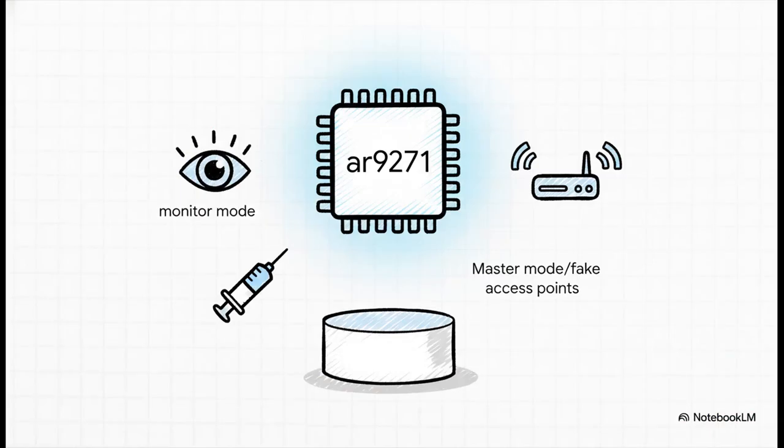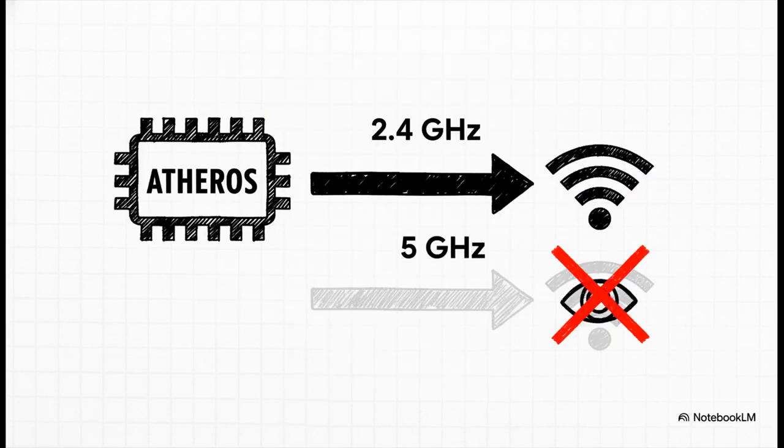So there are a lot of chipsets that support monitor mode and packet injection. But in my opinion, the absolute best one, the gold standard, is the Atheros AR9271. This thing is a beast. It supports monitor mode, packet injection, and master mode. That means you can use it to create fake access points and do pretty much anything you can think of. Honestly, I can't think of a single attack this thing doesn't support.